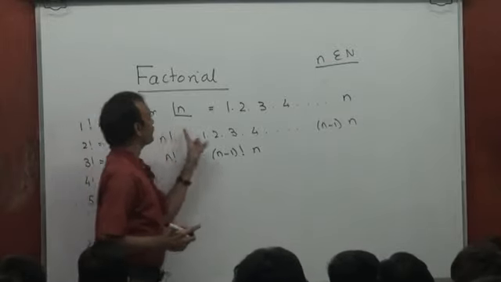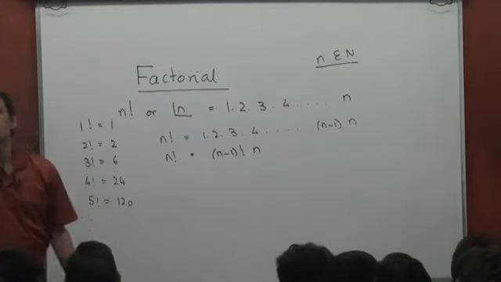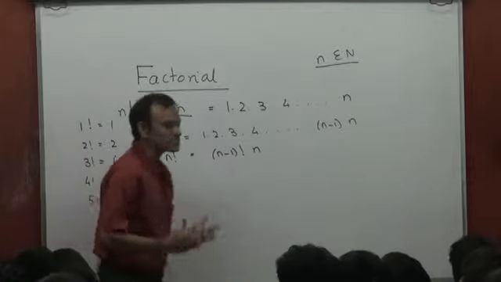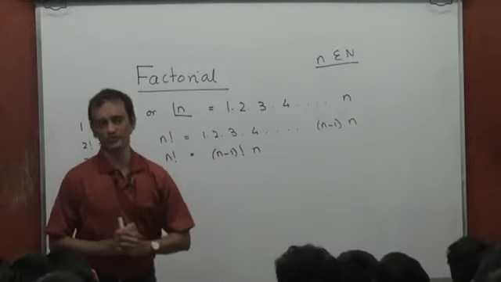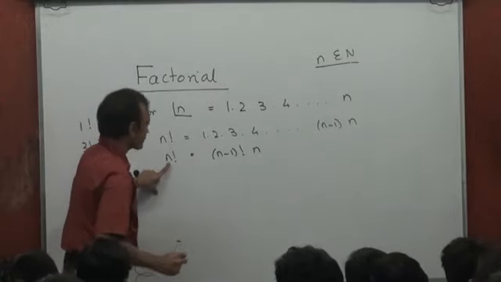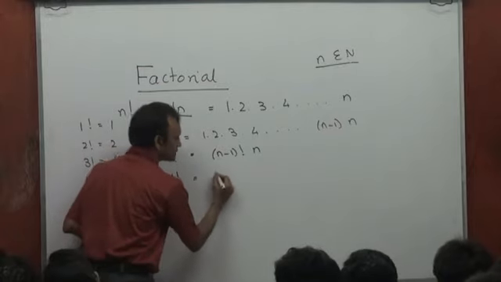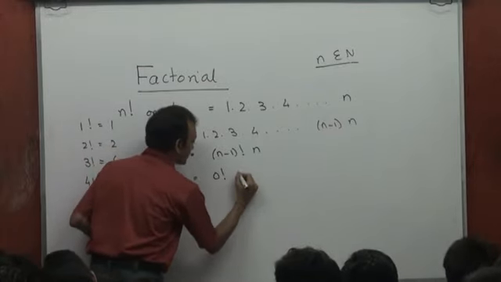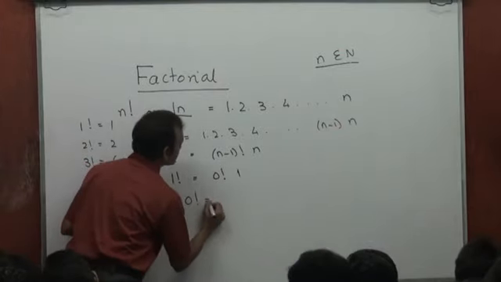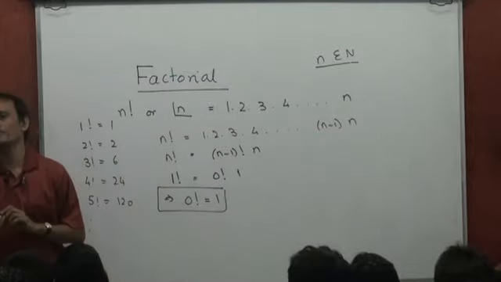Although I have defined factorial only for n belonging to the set of natural numbers, I take one exception to that to customarily define what's called 0 factorial. Put n equal to 1 in this, right? So this becomes 1 factorial equals 0 factorial into 1, leading to 0 factorial being defined as 1. 0 factorial, in fact, perforce is defined to be 1.